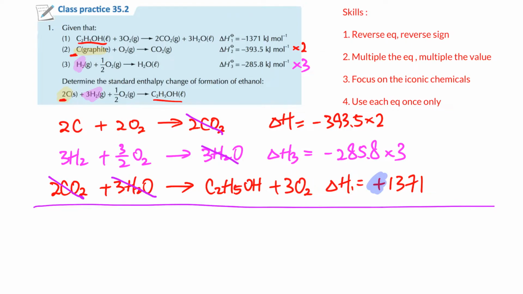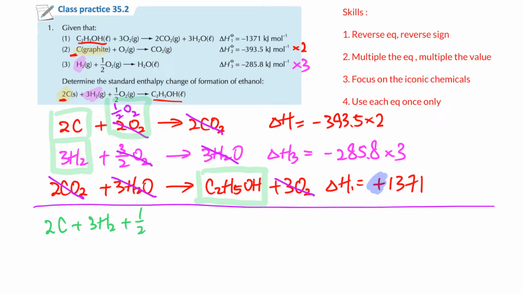So therefore in this case, we'll try to eliminate the O2, only having half O2 left. So after we add all these things together, we'll have 2C, 3H2, and also half O2 on the left hand side, and on the product side we have the ethanol, C2H5OH, which is exactly the same as our target equation.